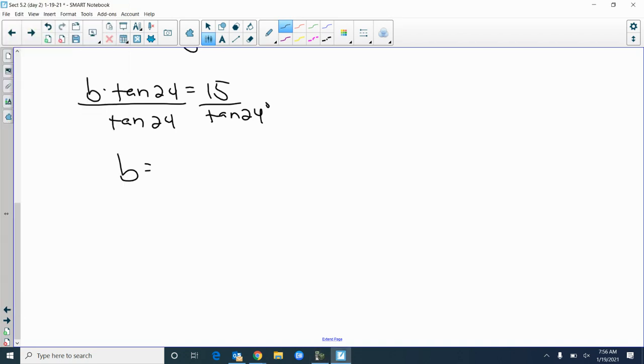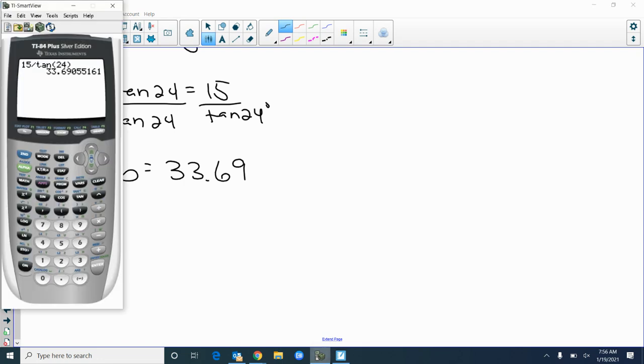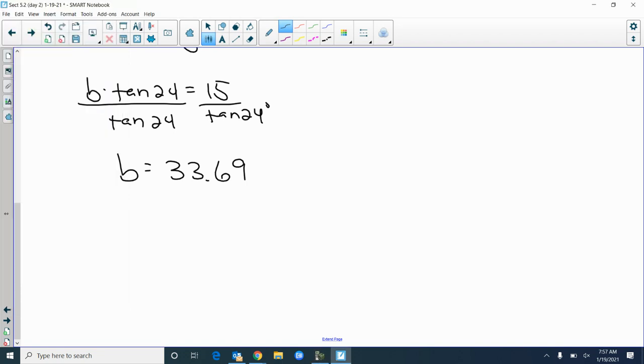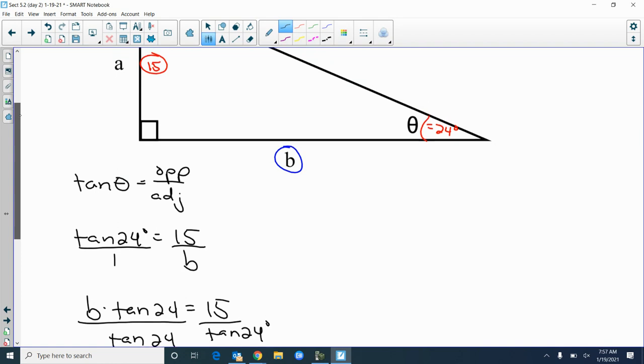33.69. Or no, not degrees, sorry. That's going to be the length. All right, make sure you understand this. If I take 15 divided by that answer, that should equal the tangent of 24 degrees. Okay? That ratio, 15 divided by that side, is equivalent to the tangent of 24 degrees. So that's how we find B.